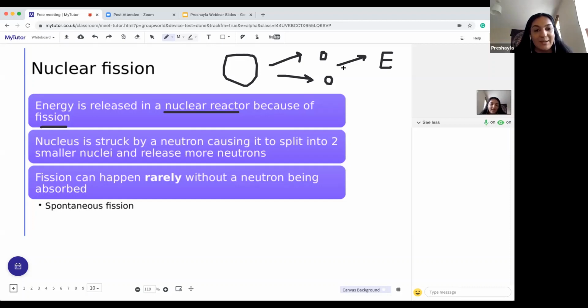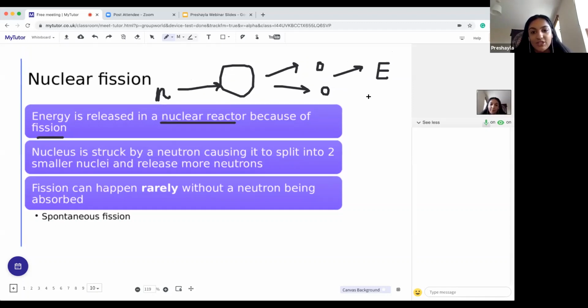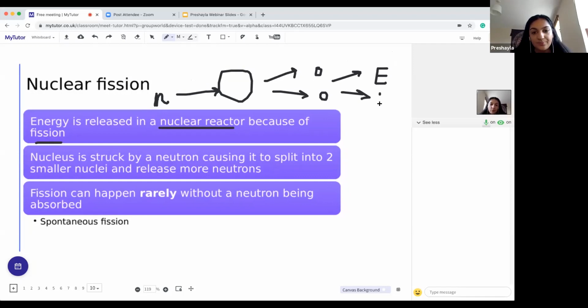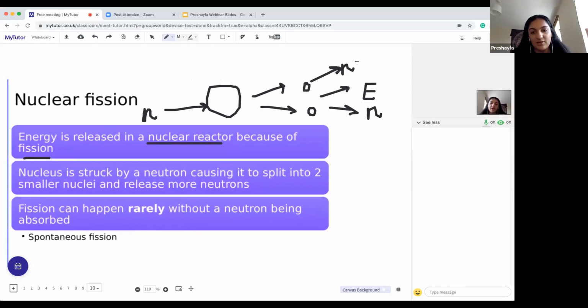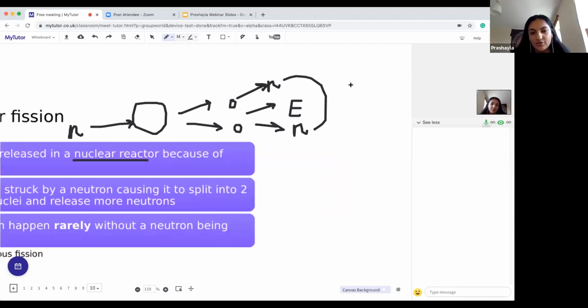Now, the reason that fission happens is because this nucleus is struck by a neutron. So it's struck by our neutron, our uncharged particle, and this is what causes it to split into those two nuclei. When that happens, we also get the emission of even more neutrons. Now, these neutrons here are called fission neutrons. They are the neutrons which are a product of fission. So this one and this one are called fission neutrons.